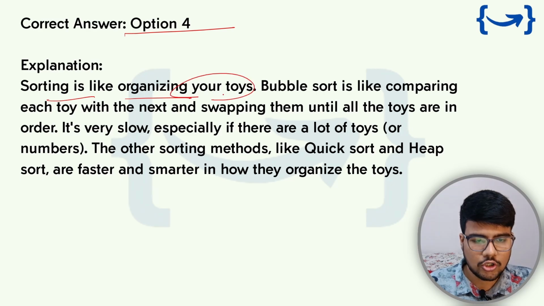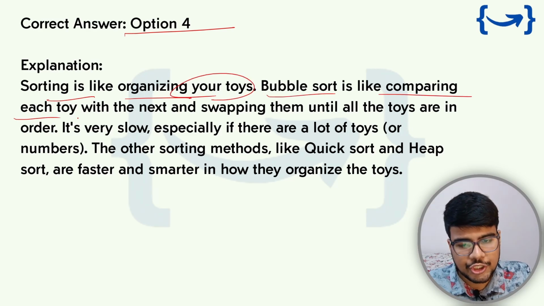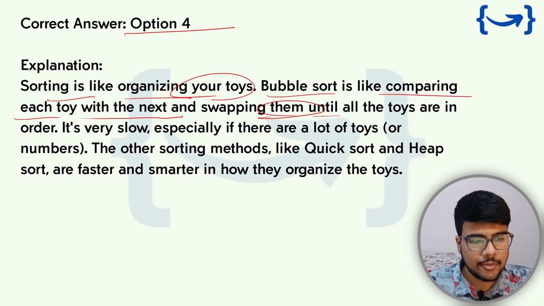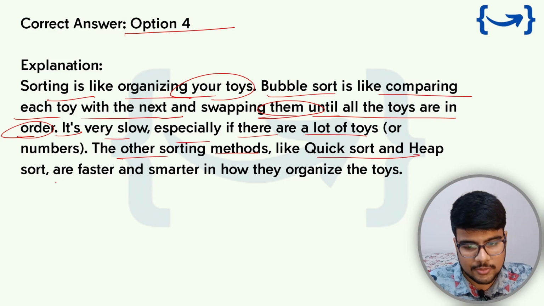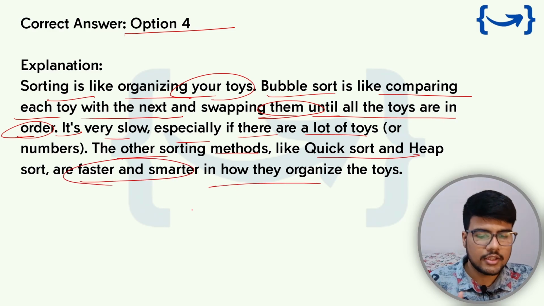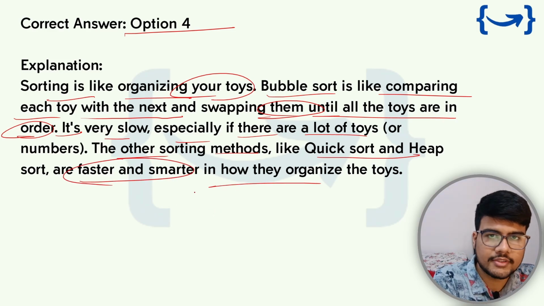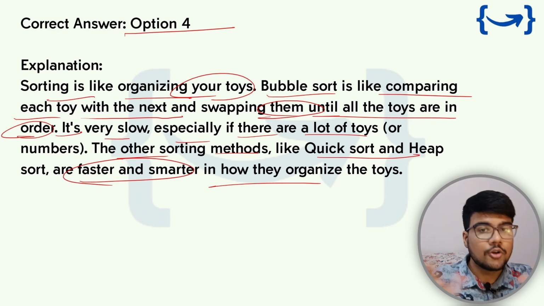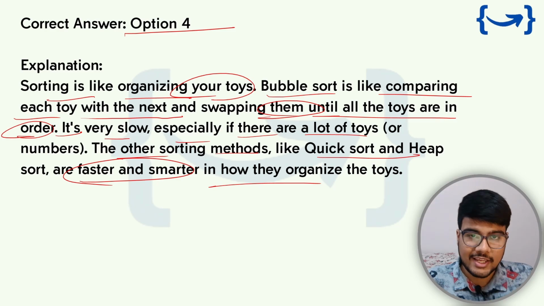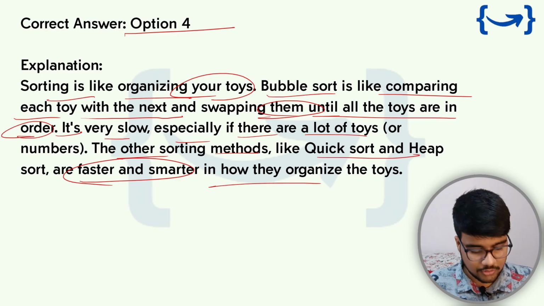Sorting is like organizing your toys. Bubble sort is like comparing each toy with the next, swapping them until all toys are in order. So it is very slow, especially if there are a lot of toys or numbers. The other sorting methods like quick sort and heap sort are faster or smarter in how they organize the toys. Do let me know the difference between heap sort and merge sort in the description, because people don't know about it, which one is optimal in what cases. Okay, do let me know.